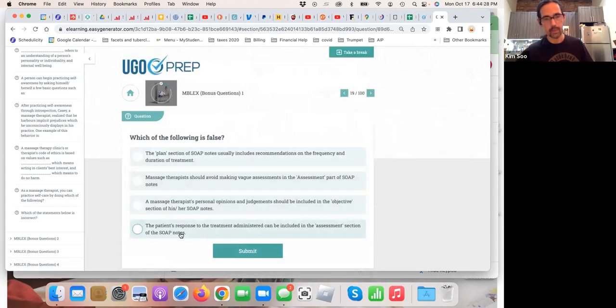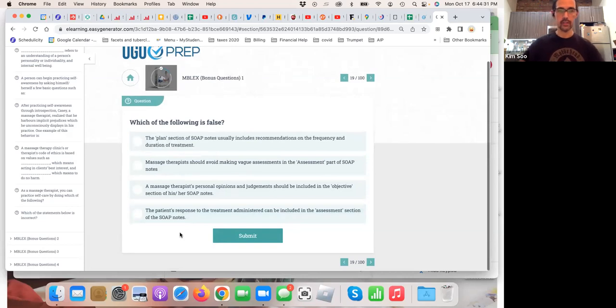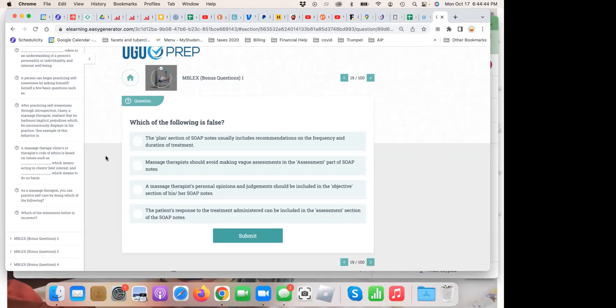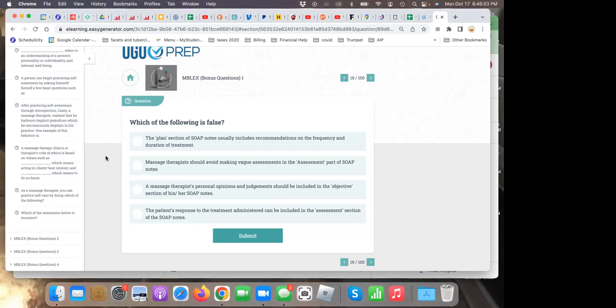Yeah. Which of the following is false? The plan section of SOAP notes usually includes recommendations on the frequency and the duration of the treatment. Massage therapists should avoid making vague assessments in the assessment part of SOAP notes. A massage therapist's personal opinions and judgments should be included in the objective section of his or her SOAP notes. And lastly, the patient's response to the treatment administered can be included in the assessment section of the SOAP notes.